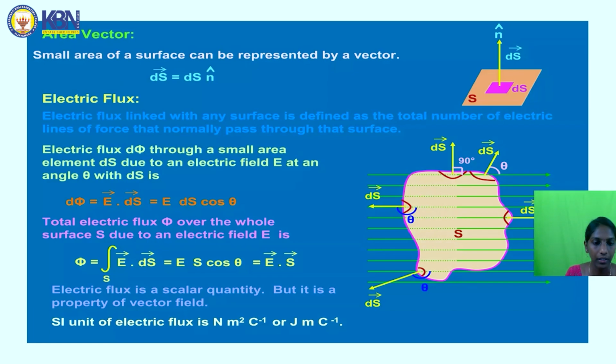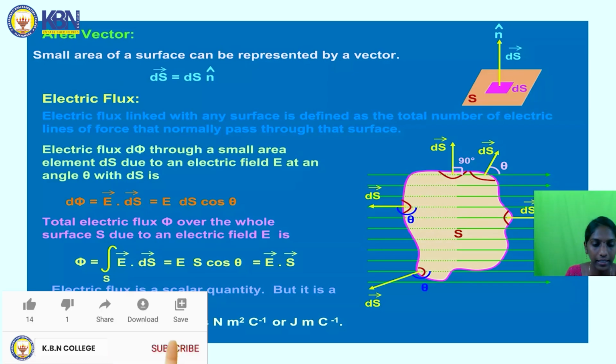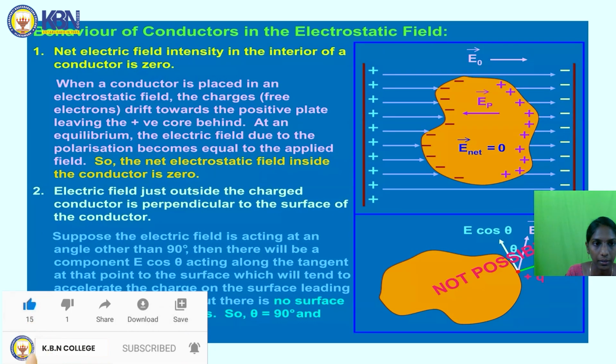The electric flux is a scalar quantity, but it is a property of a vector field. The SI unit of electric flux is N m² C⁻¹ or joule meter per coulomb.